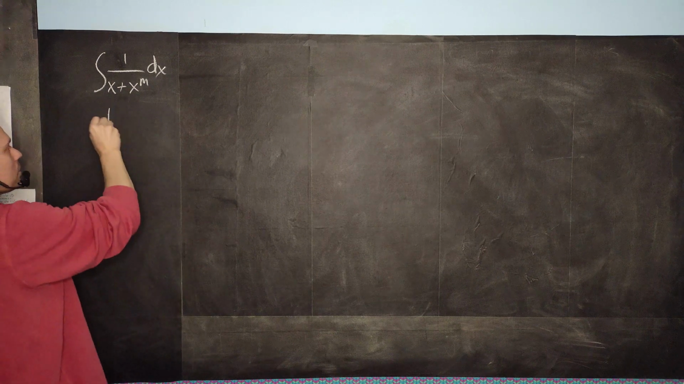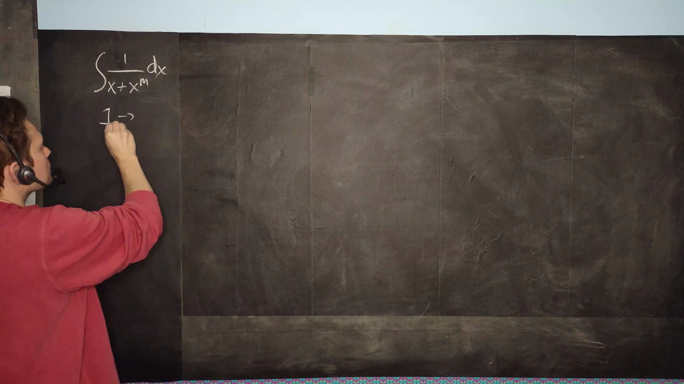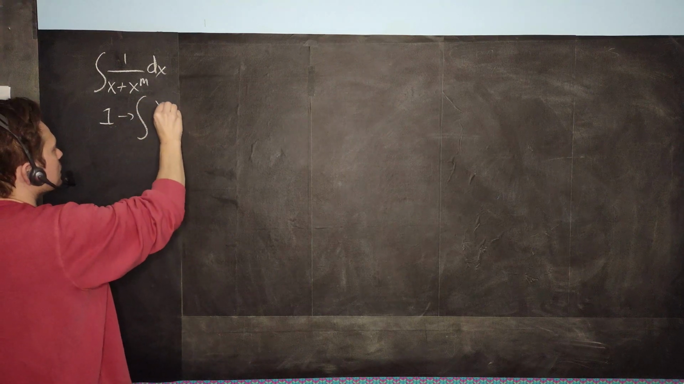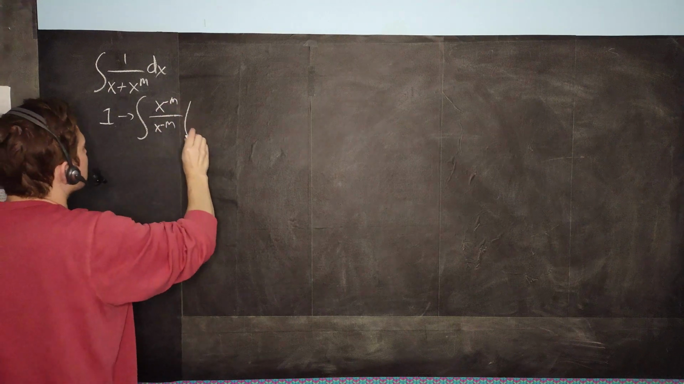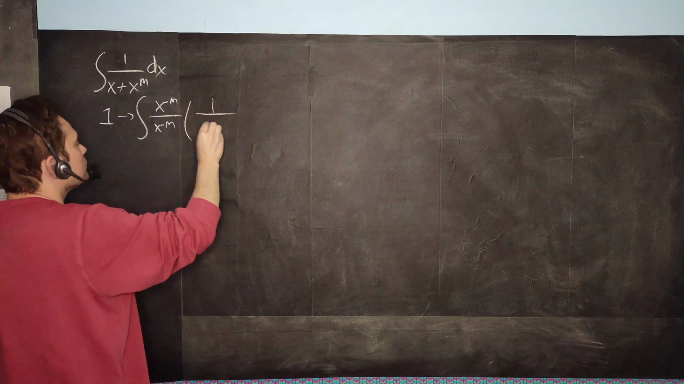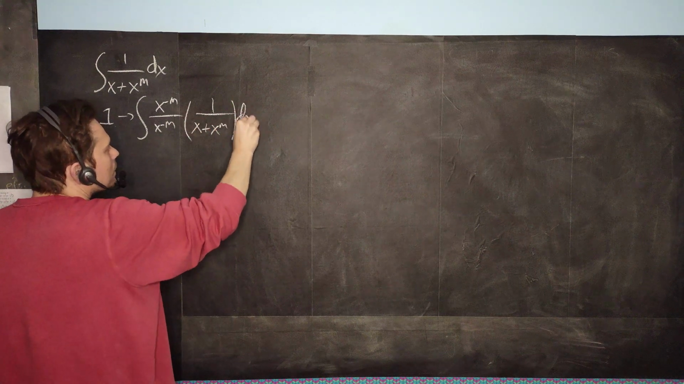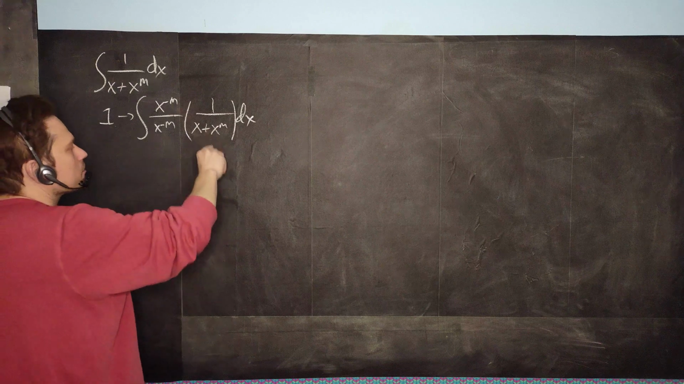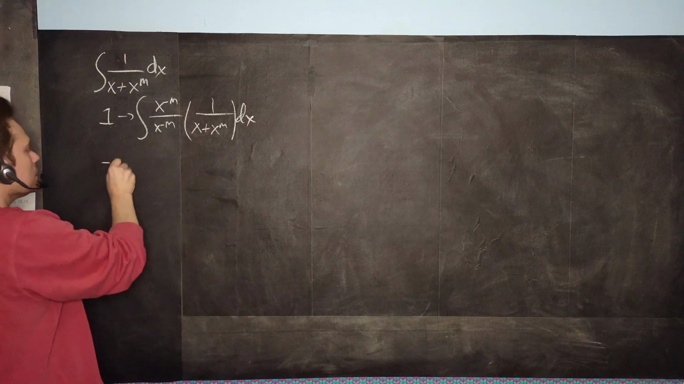We are always allowed to multiply by some appropriate form of the number 1 to transform. So when we do that here, it's going to look like this. It's going to be x to the negative m over x to the negative m, multiplying this integrand of 1 over x plus x to the m with the dx. This will transform and make this doable by simple u substitution, believe it or not. So let's continue down below.